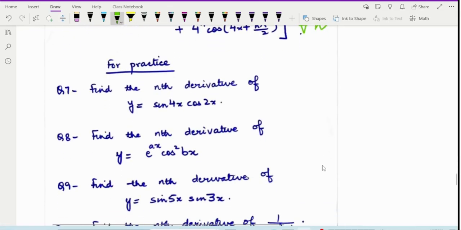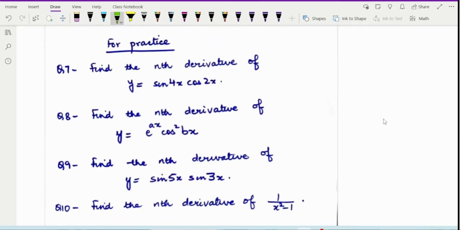Now for practice, I have written some questions here. Please practice this. This is again a simple one. We have already handled a question of this type where we had the product of two sines, two cosines. So let's handle one sine, one cosine also in a similar fashion. You just have to use the appropriate formula to convert into 2 cosines or 2 sines or 1 cosine 1 sine, and then straight away use the formula.